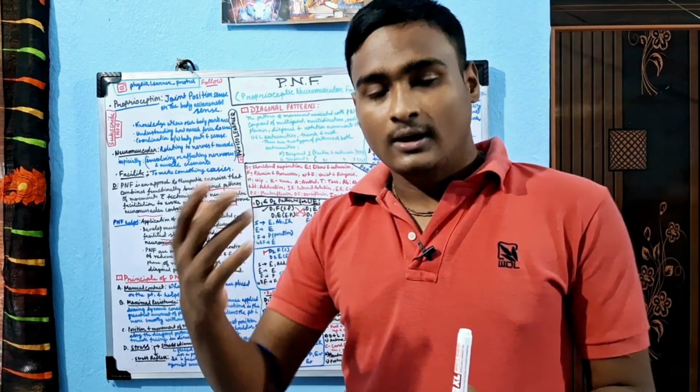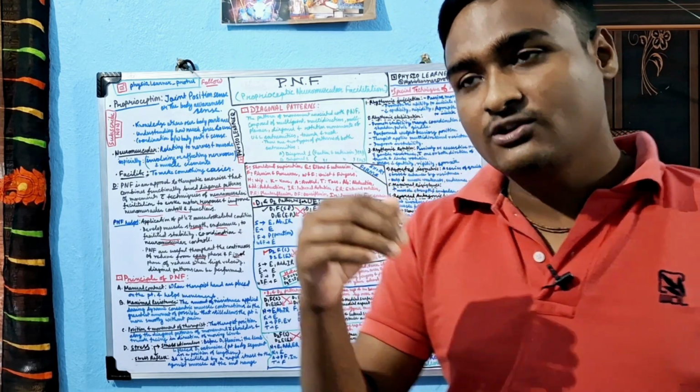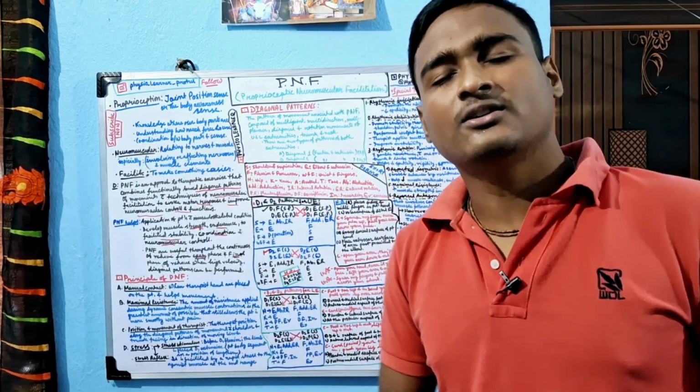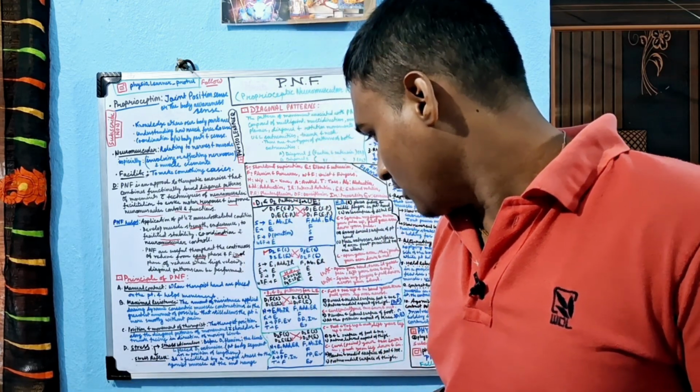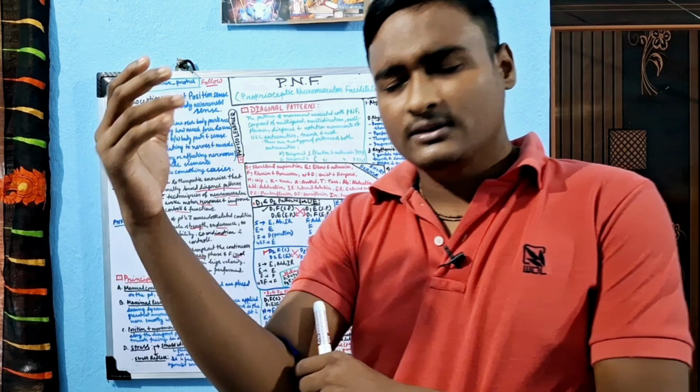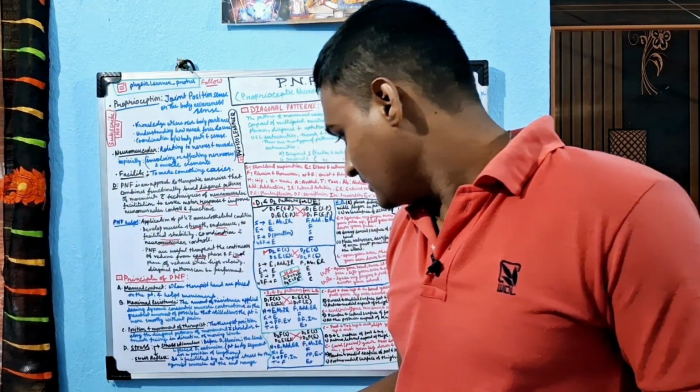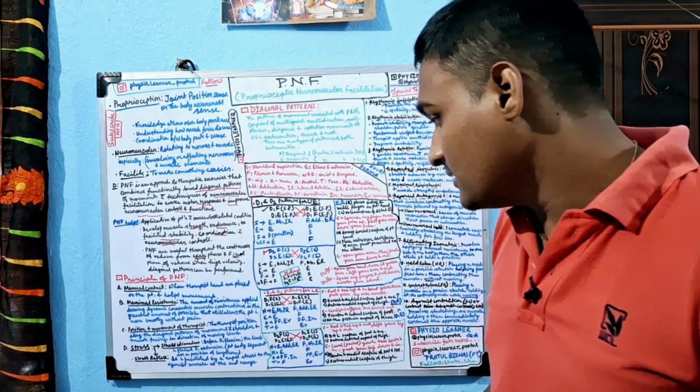Okay, what is the stress stimulus? The stress stimulus is given when D1 and D2 are performed. What are D1 and D2? D1 and D2 are diagonal pattern 1 and diagonal pattern 2. When diagonal 1 is performed, the starting position is always the D2 position. When D1 flexion is performed, the hand position is always the D1 extension position.